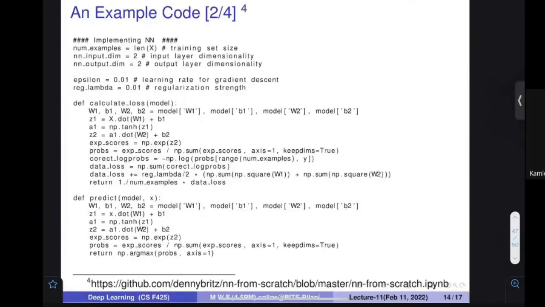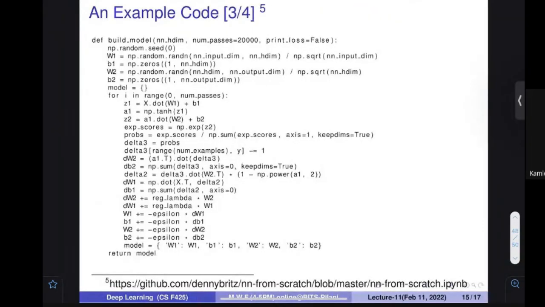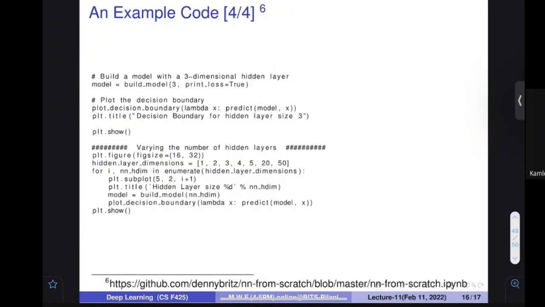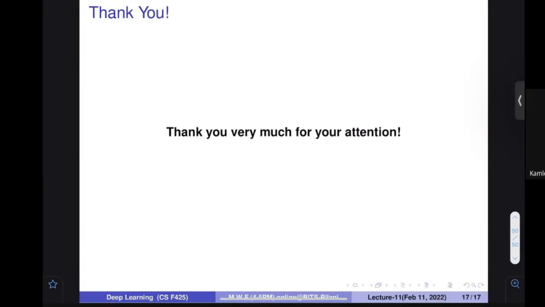This is what the code is. I will not go into that much detail. You can just copy, paste, and execute that code, and you can see the result. Make sense? Thank you very much.